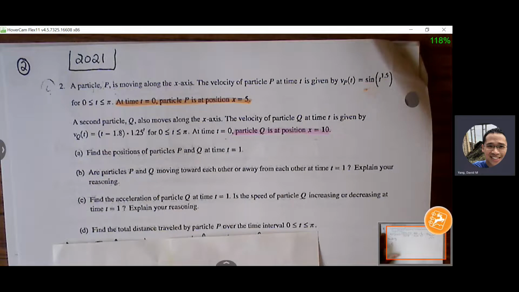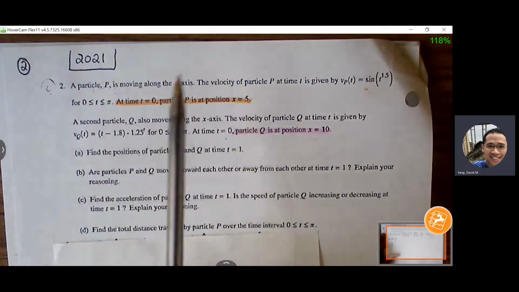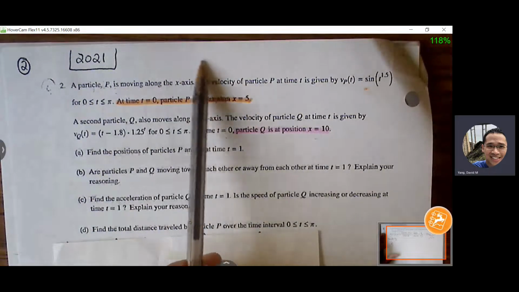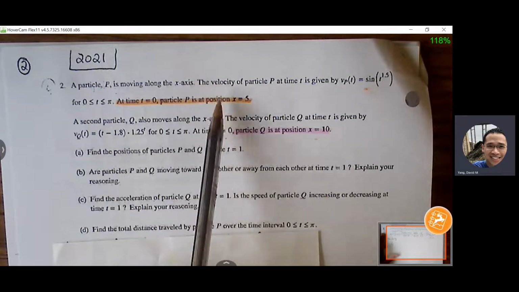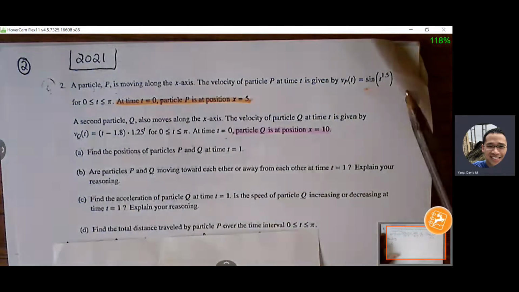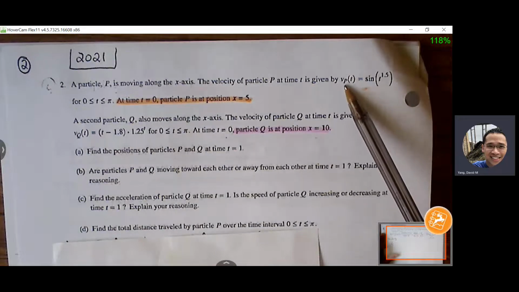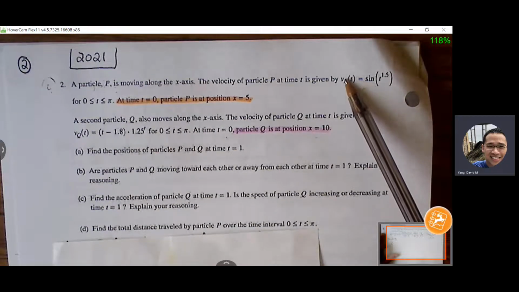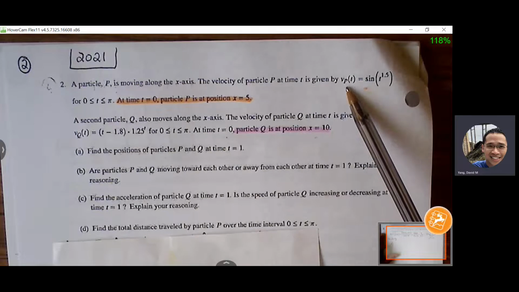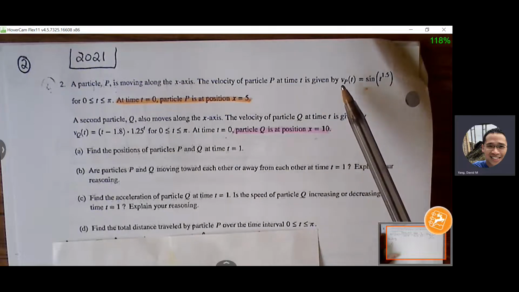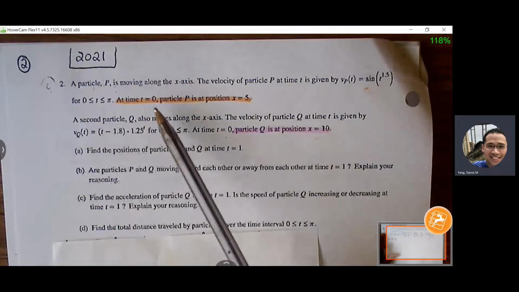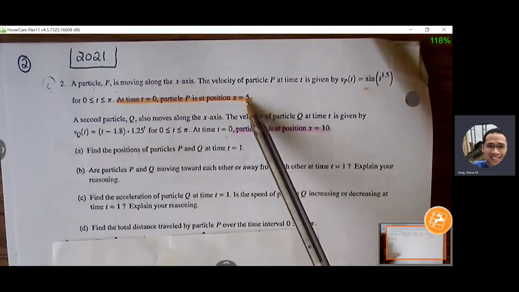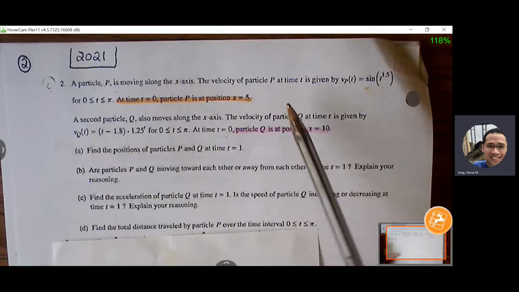Okay, a particle P is moving along the x-axis, so it's only moving left or right, or motionless. Those are the only three things that can happen. The velocity is given by Vp of t. Don't worry about that lowercase p. It looks more complicated than it actually is. It just means that it's the velocity function for particle p. So basically v of t is sine of t to the 1.5. At time t equals 0, particle is at position x equals 5, so that gives us a starting point.